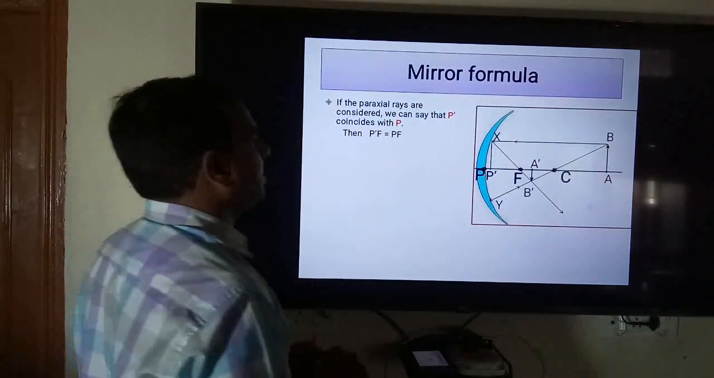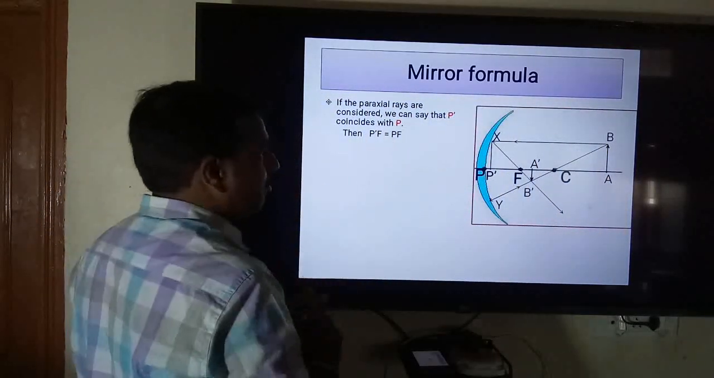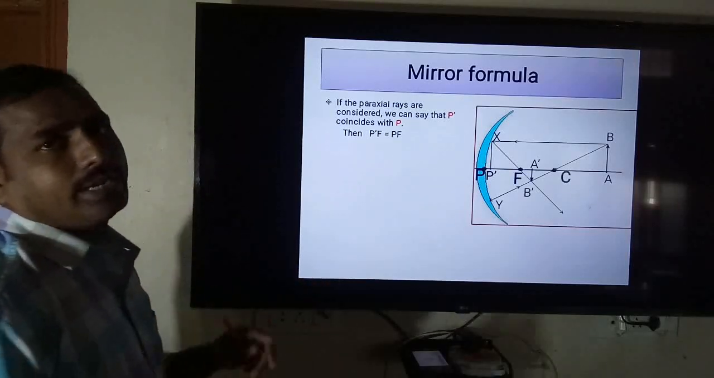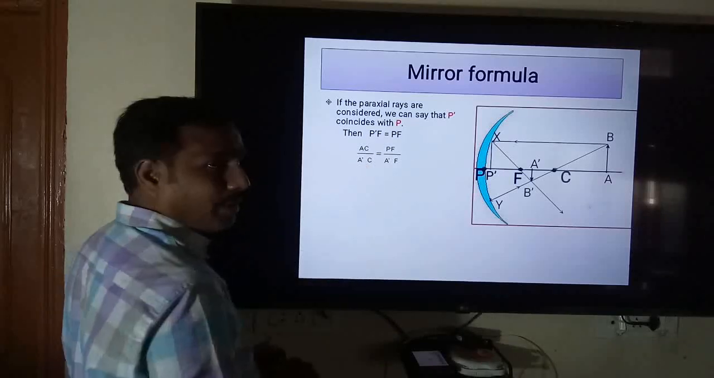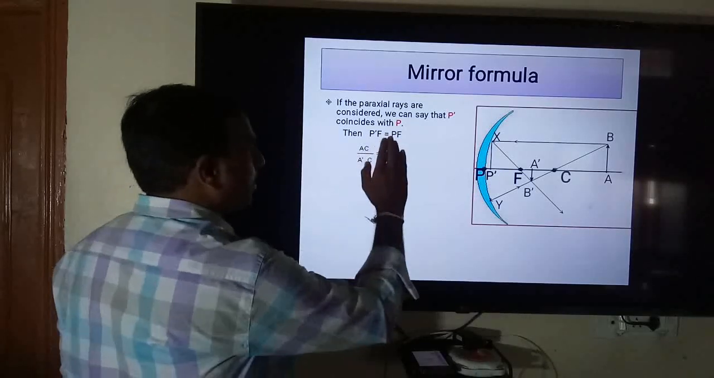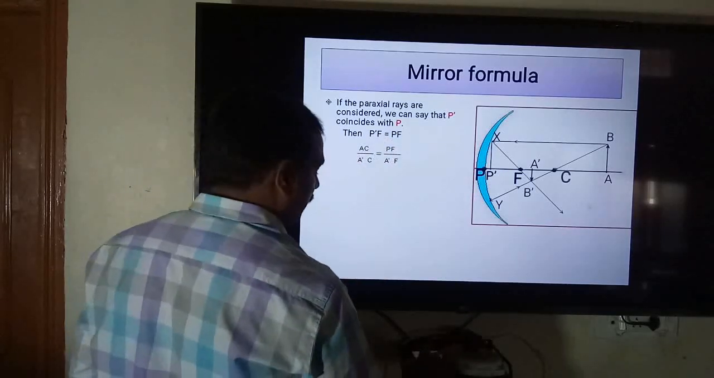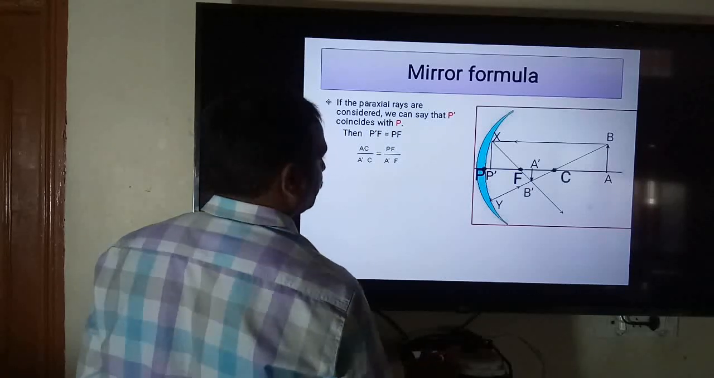In the previous equation, we have P'F. Instead of P'F, now we are going to write PF. See here, that is AC by A'C is equal to PF by A'F. This is equation number 5.